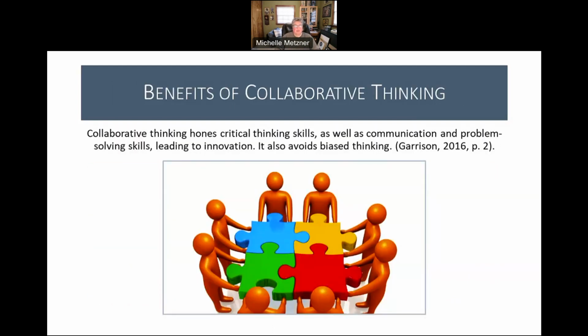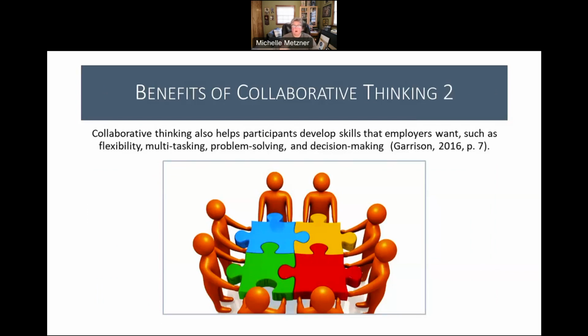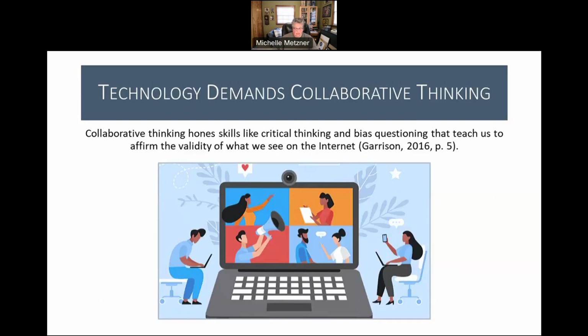We also talked about the benefits of collaborative thinking. Remember that collaborative thinking hones critical thinking skills as well as communication and problem solving skills, leading to innovation. It also avoids biased thinking. It also helps participants to develop skills that employers want, such as flexibility, multitasking, and problem solving and decision making. And then finally, we looked at why technological advances demand collaborative thinking. Remember that collaborative thinking owns skills like critical thinking and bias questioning that teach us to affirm the validity of what we see on the internet.